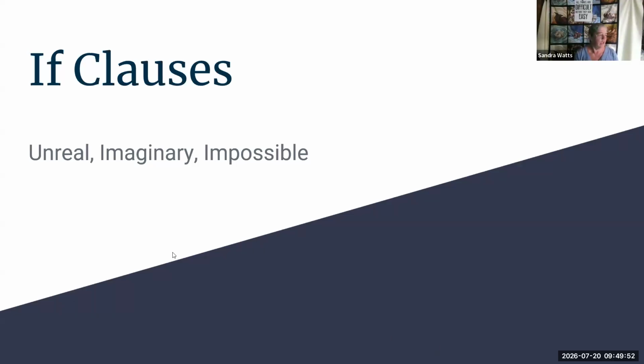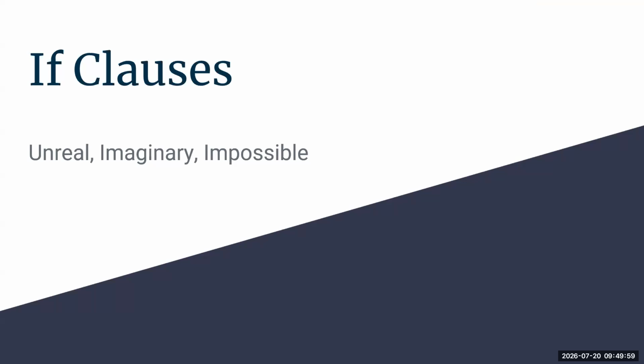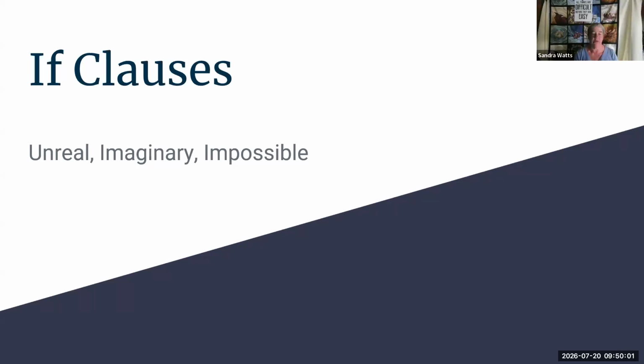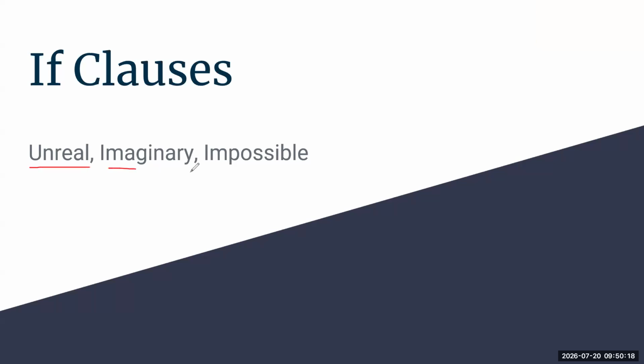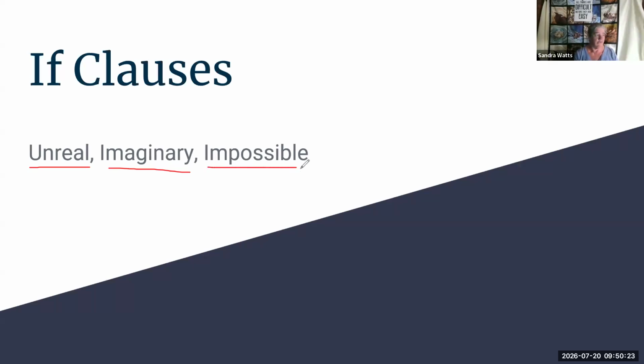All right, so stop me if I go too fast, but this is similar to what we did last week, but there's a very important difference here. Well, a couple. Okay. So last week, the if clauses we talked about were true or possible. This week, we're talking about something that's unreal, not true, or we're just imagining. Or even not possible.